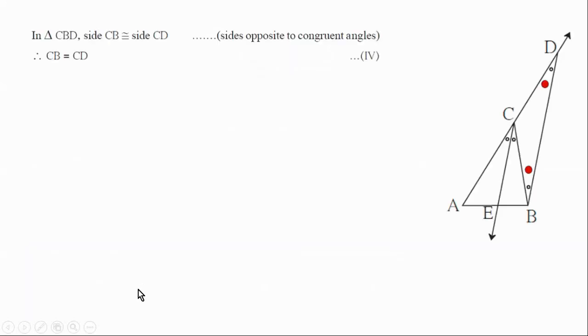Now, as we know, in triangle CBD, the side CB is equal to side CD, as the reason is: sides opposite to congruent angles. So in any triangle, if two angles are equal, that means their opposite sides are also equal. Therefore, here we get CB equal to CD.